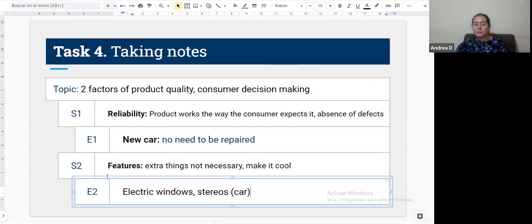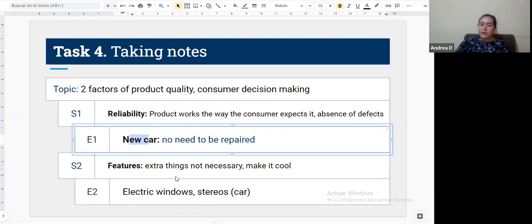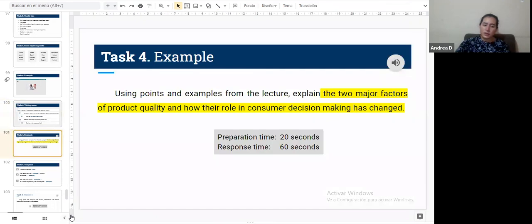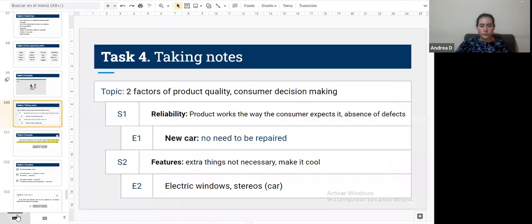Maybe I'm missing something. Maybe you guys are missing something. That's fine, as long as you have the most important part, right? Reliability, features, and cars. That's it. So any questions about this, about taking notes, about using what you have in the question? Anything, or about the structure of the lecture? Okay.